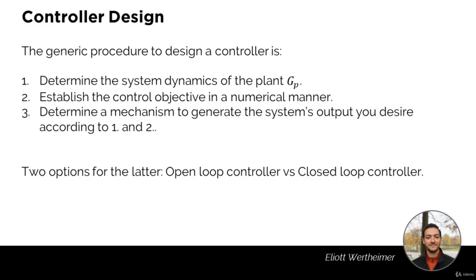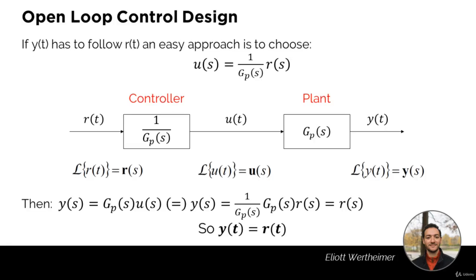So there are two options to do that. First of all, the open loop controller, and secondly, the closed loop controller. In this lecture, we're going to look at the open loop controller. So if you have y(t), which is your output, which has to follow a reference r(t), in this case your demand signal, an easy approach is to choose your input signal to the plant, u(t), to be equal to the inverse, so 1 over G_p(s), multiplied by the reference signal.